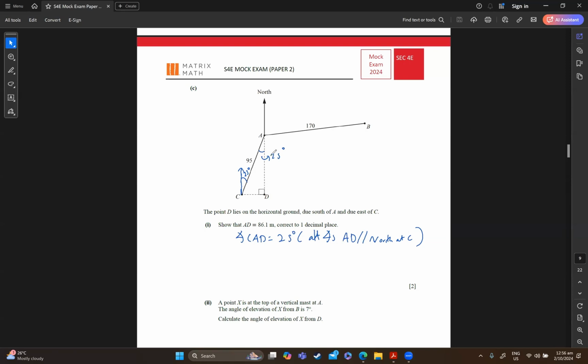Okay, so from here, you want to find what's AD, right? So from 25 degrees, AD is adjacent, AC is the hypotenuse. So you can write down cosine 25 degrees equals adjacent over hypotenuse. So AD is 95 cosine 25. So it's 86.1.